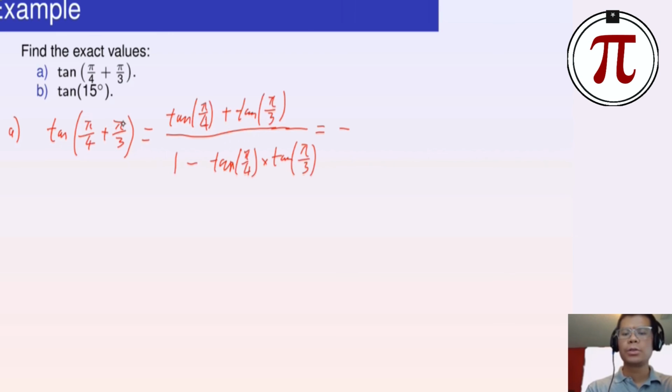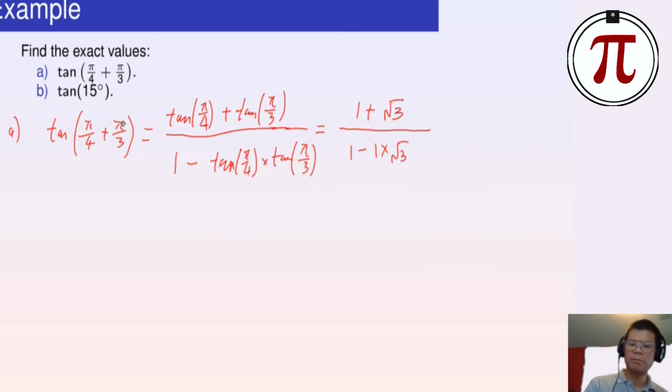Which equals, what is tangent π/4? Anybody remember that? One. Very good. How about the tangent of π/3? All right, these special angles, you've got to memorize those. The square root of 3. So then it is 1 minus 1 times square root of 3.